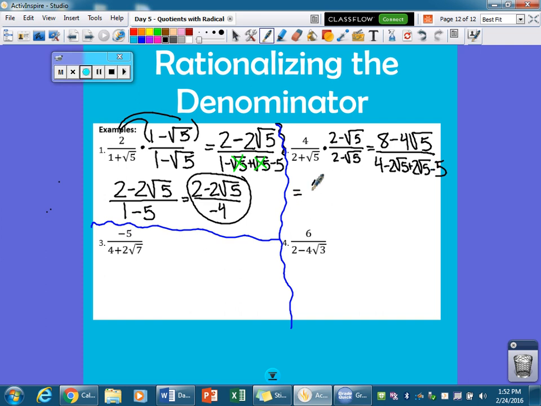Okay, so my numerator becomes the same. Can't change anything with that. On my denominator, again, these middle two terms go away, and I'm left with 4 minus 5. So we have 8 minus 4 square root of 5 over negative 1. And we can actually simplify that a little bit more. This just becomes negative 8 plus 4 square root of 5. It's kind of the opposite. What's 8 times negative 1? Negative 8. What's negative 4 times negative 1? Positive 4.